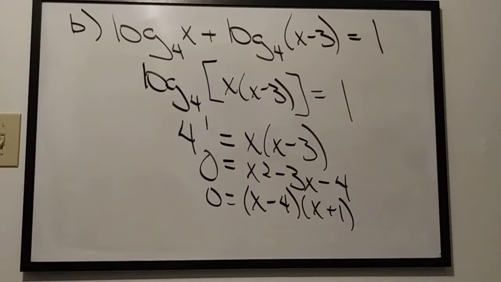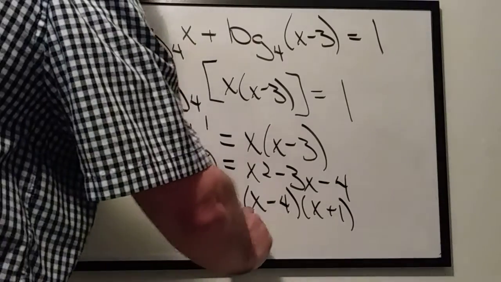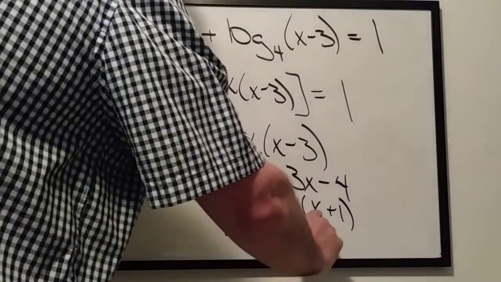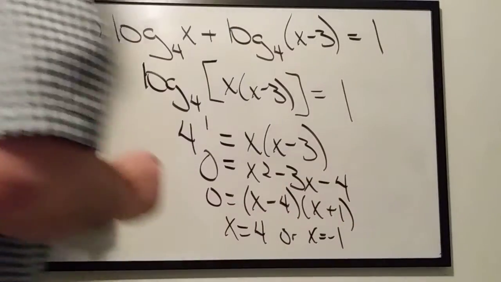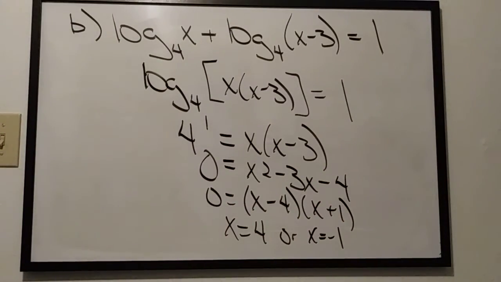Set each one of those equal to 0 and solve. We're going to get an x value of positive 4. We're also going to get an x value of negative 1. Now, it is tempting at this point to box both of those and say we're done with this problem. x equals 4 is a solution, x equals negative 1 is a solution.